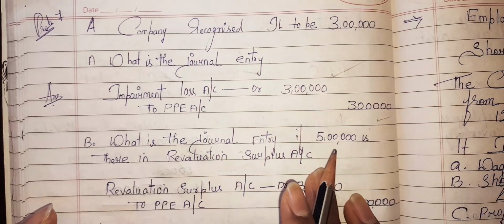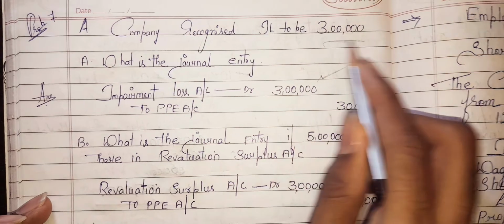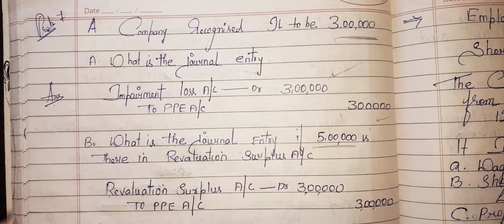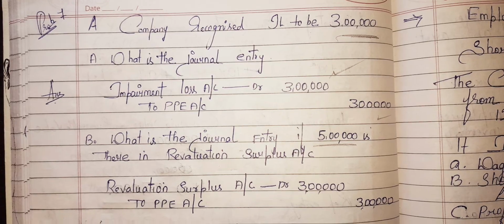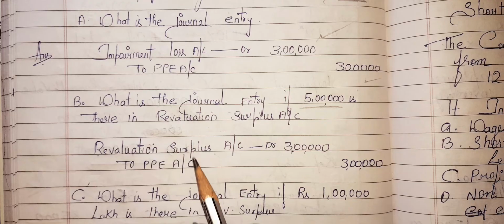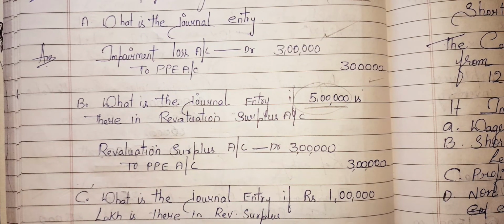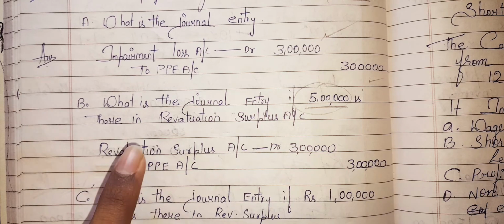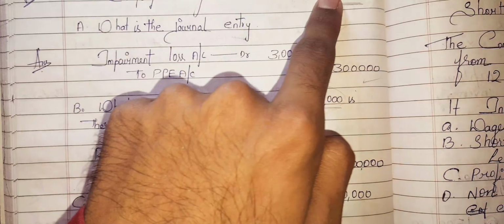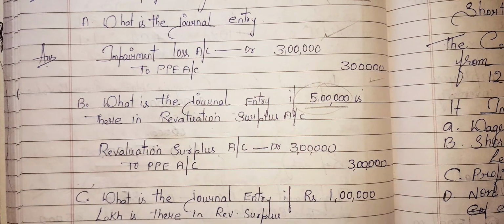What is the journal entry if 5 lakh rupees is there in the revaluation surplus? Actual loss is 3 lakh rupees, but 5 lakh is already there in the revaluation surplus. So as I have told in my previous problem, we will not write the impairment loss account. In fact, we will use this balance to write off the impairment loss. So the journal entry will be revaluation surplus account debit to PPE account. What is the impairment loss? It is 3 lakh rupees. So we write 3 lakh and 3 lakh rupees.